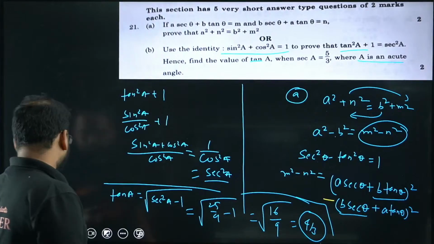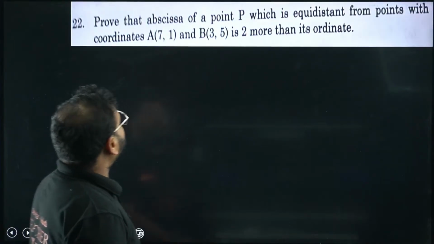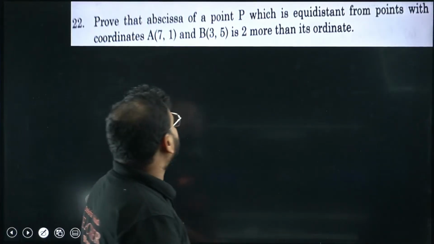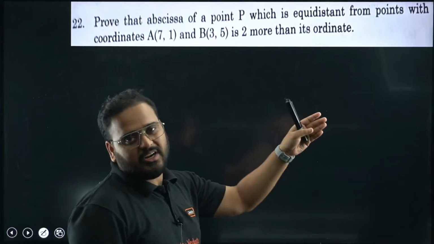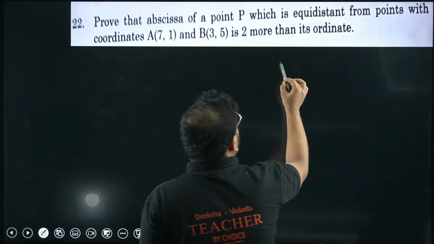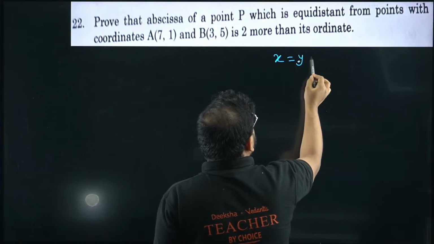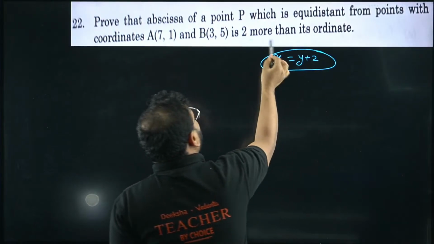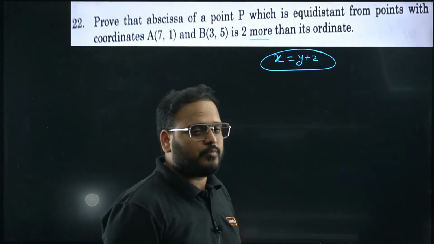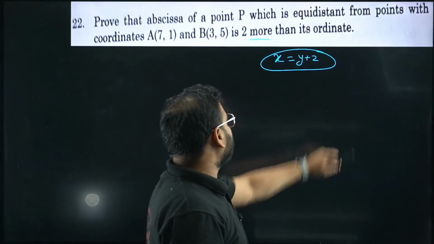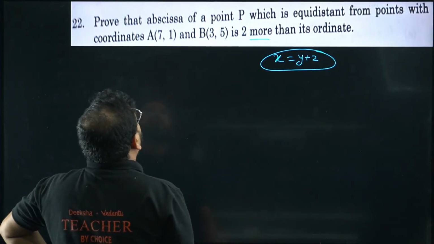Question number 22. Prove that the abscissa of a point P which is equidistant from the points will be 2 more than its ordinate. Basically they're asking, bacha, what? The relation of x and y, right? They're asking x equals y plus 2. That's what they're asking. 2 more than its ordinate. X is 2 more than the y value. So how do you solve it, sir?